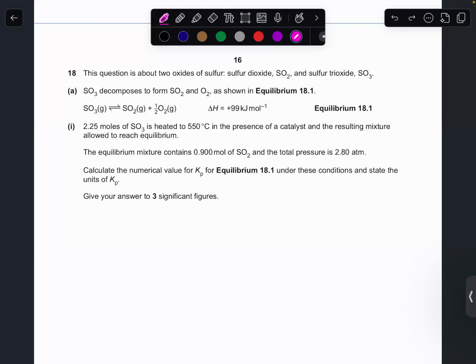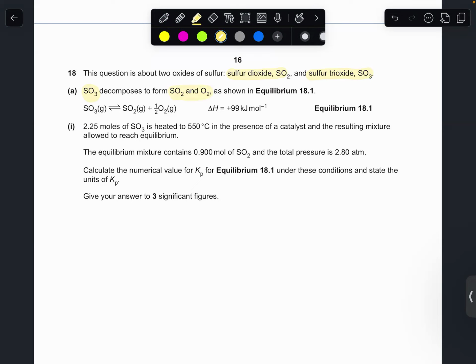We'll be looking at question 18, June 2024 paper. In this question, it's about two oxides of sulfur, sulfur dioxide and sulfur trioxide. It says sulfur trioxide decomposes to form sulfur dioxide and oxygen. You've got the equation there.